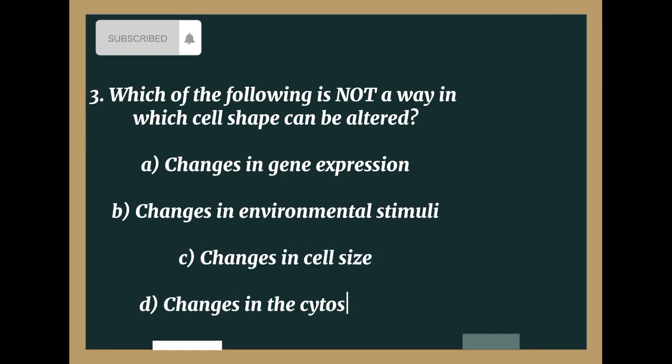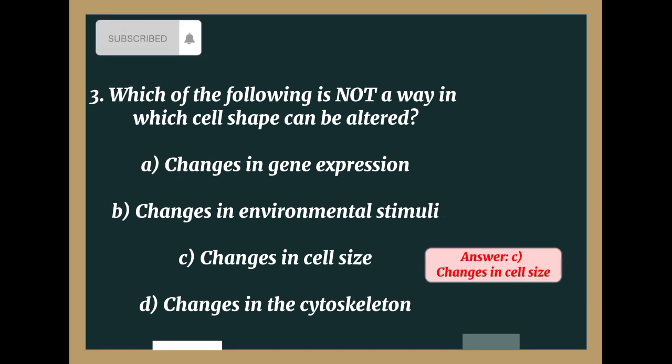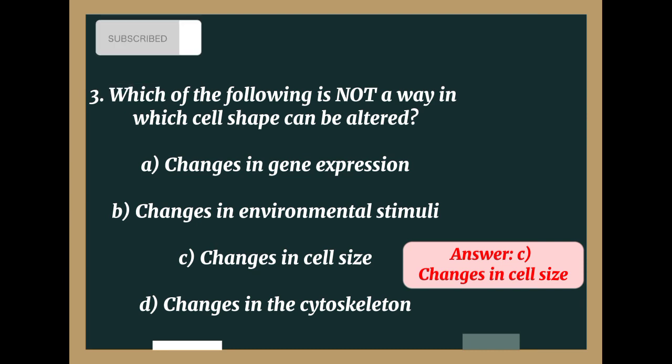3. Which of the following is not a way in which cell shape can be altered? A. Changes in gene expression. B. Changes in environmental stimuli. C. Changes in cell size. D. Changes in the cytoskeleton. Answer C. Changes in cell size.